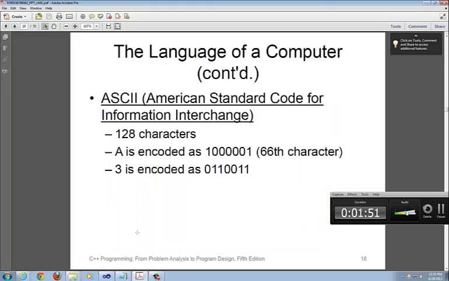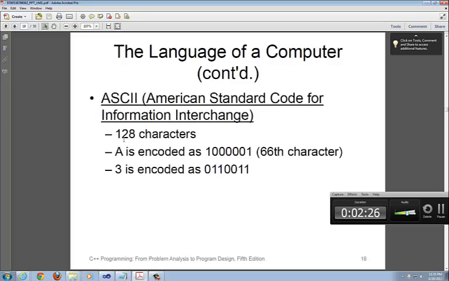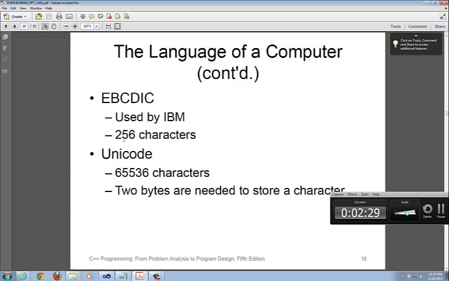There are 3 systems I'd like you to know. The ASCII, which stands for the American Standard Code for Information Interchange. There are 128 characters in here. All of our keyboards in the United States are ASCII. So a backslash, a forward slash, lowercase, uppercase, all that is encoded in those characters. The next one I want to talk about is EBCDIC, used by IBM. It has 256 characters. So ASCII has 128 characters and EBCDIC has 256 characters. The next one is Unicode, which is 65,536.